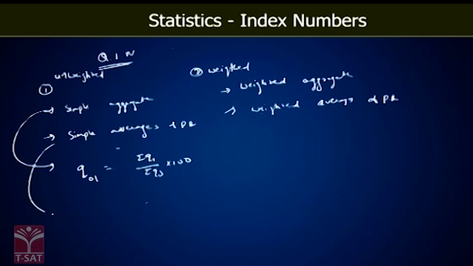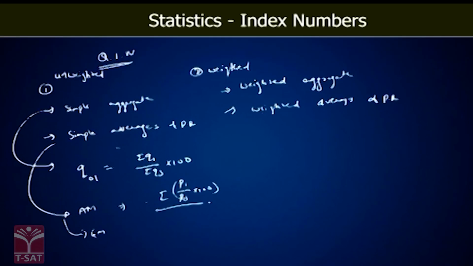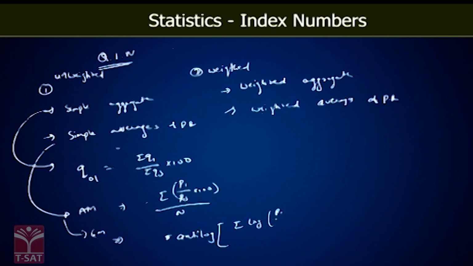Here again we have arithmetic mean and geometric mean. So it is given by summation P1 by P0 into 100 divided by capital N. For geometric mean it is antilog of summation log of P1 by P0 into 100 divided by n.